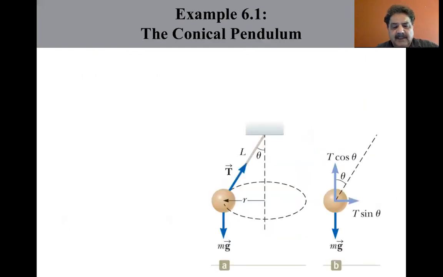Okay, let theta represent the angle between the string and the vertical. In the diagram of forces acting on the ball, the force T exerted by the string on the ball is resolved into a vertical component T cosine theta and a horizontal component T sine theta. I hope I said that correctly. Vertical component T cosine theta and horizontal component T sine theta, acting toward the center of the circular path.